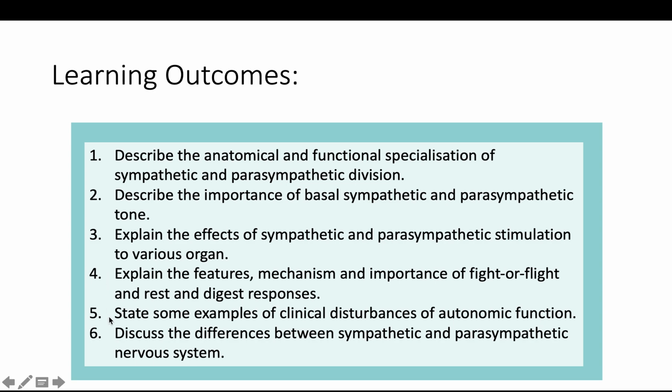When it comes to number 5, when you already understand the whole anatomical structures, the functional characteristics and whatnot, so when you know the basic or normal physiology of the system, then when it comes to clinical disturbances, you should be able to differentiate whether this is a disturbance of sympathetic or parasympathetic stimulation. And last but not least, once you have gone through the sympathetic and parasympathetic divisions, you should be able to differentiate between these two divisions of the autonomic nervous system.